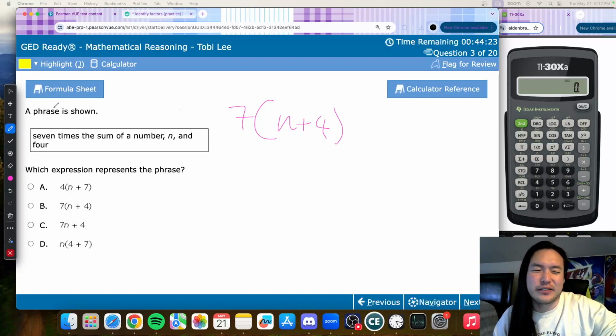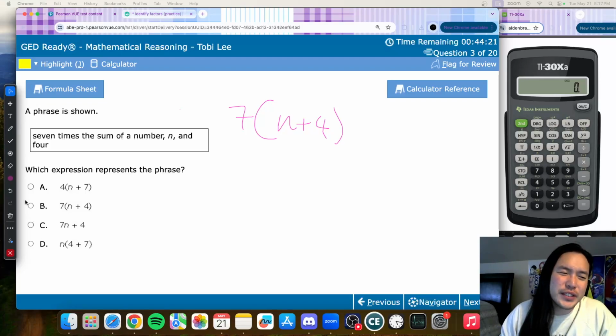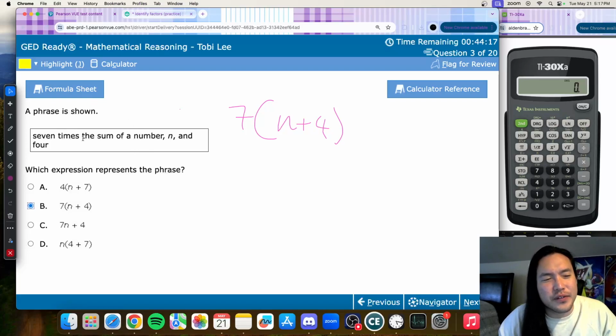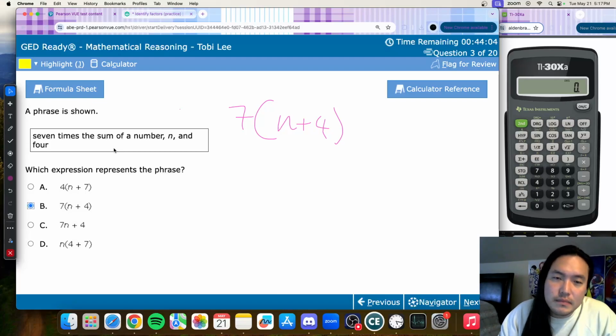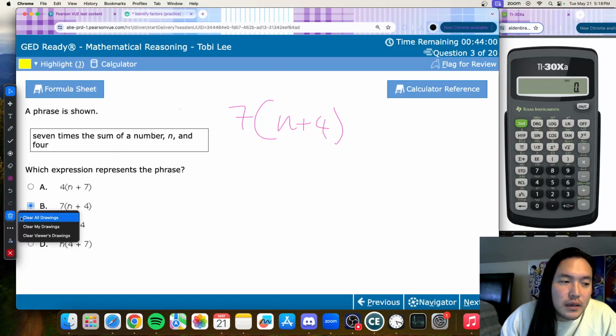Why is it not C, right? I think that would be a very natural question. It's because of how the phrase is worded. It's 7 times the sum. So that means we're going to multiply 7 by the total, not n. Definitely, this is what we're being tested on. Definitely try to understand that.